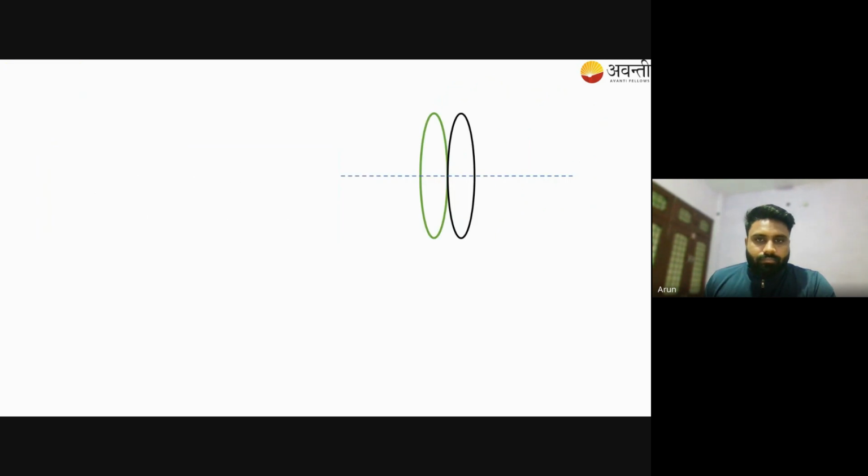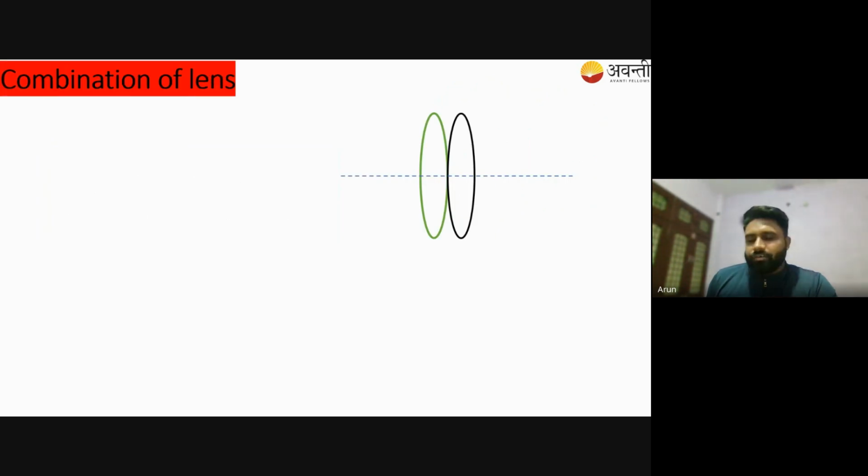Now, the combination of lenses we are going to see. In this concept, we will just combine the lenses, any kind of lenses that we have studied. We have studied the converging and diverging lens. So if we combine them, converging lens with the converging one, converging with diverging, we are going to see how this affects the focal length.